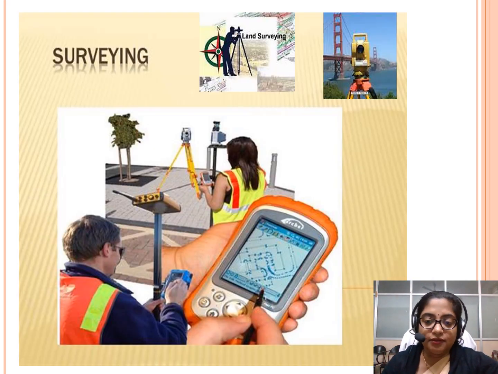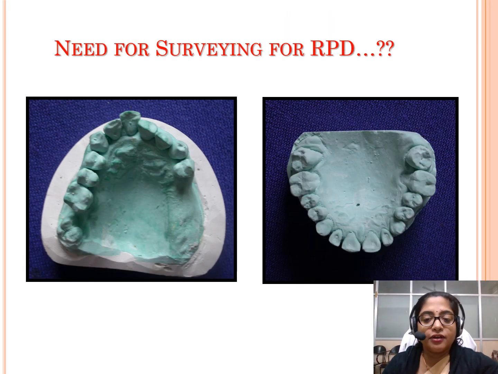So what do we gather by the word surveying? Surveying is taking a snapshot of the existing situation. Like you must have seen surveying on the roadside while the construction of a road is going on, or a pillar, or some civil work, or some bridge is being built, right? So land surveying is very commonly done, and all of us are aware. So this type of surveyor in removable partial denture is needed, and why it is so, let us understand that.